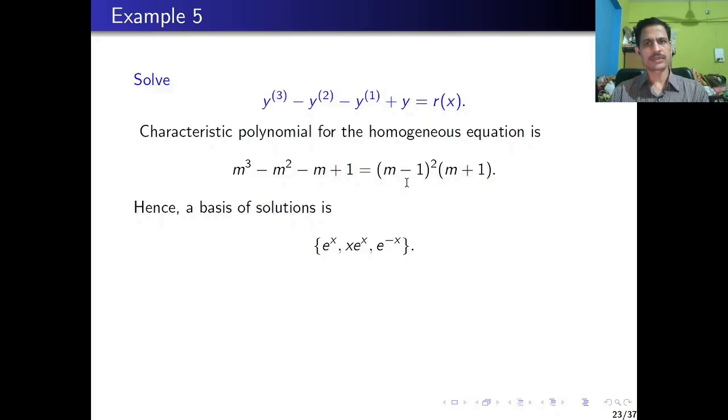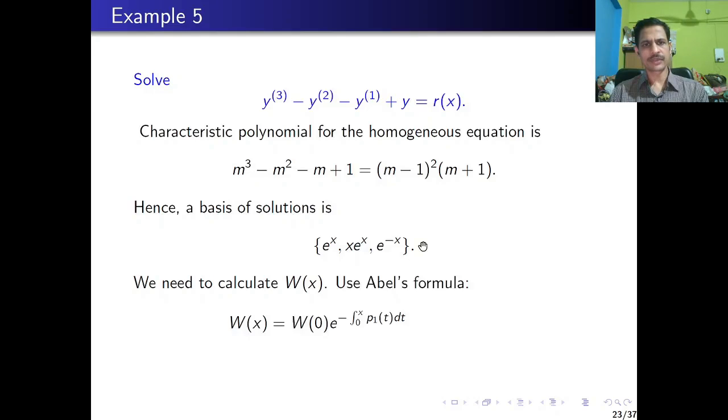So looking at the zeros of this polynomial, we form this basis of solution. Namely, here 1 is a repeated zero of this polynomial. So we have e^x corresponding to this and x e^x because of the repetition. And we have minus 1 as a zero of this polynomial with multiplicity 1. So we write e raised to minus x as one of the solutions of the homogeneous ODE. So this is the basis of solution of the homogeneous ODE.